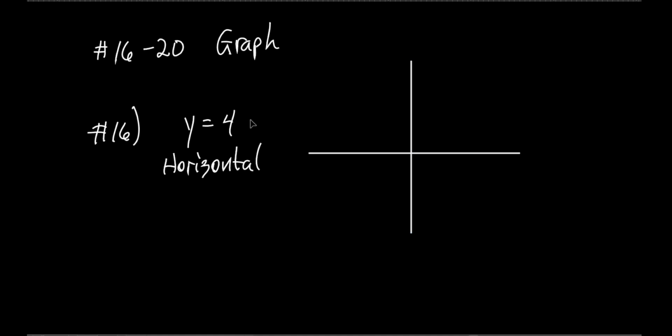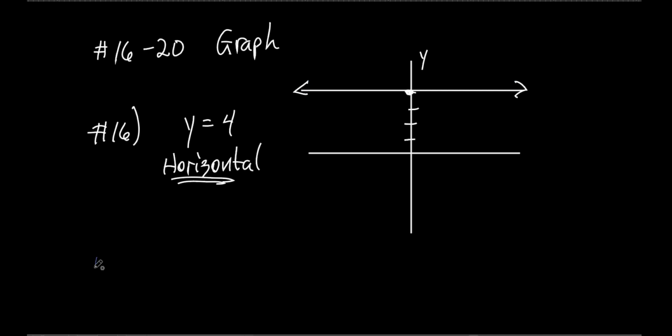So when it's just y equals a number, what we do is come on the y-axis, since it says y equals, on the y-axis, and find where 4 is. 1, 2, 3, 4. And then you just put a dot there. And what kind of line is it? It's a horizontal line. So all you do is just draw a horizontal line through y equals 4. All right, just like that. It's as easy as that.